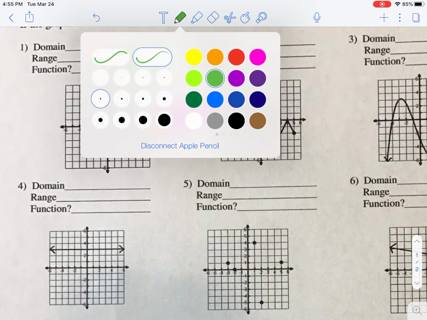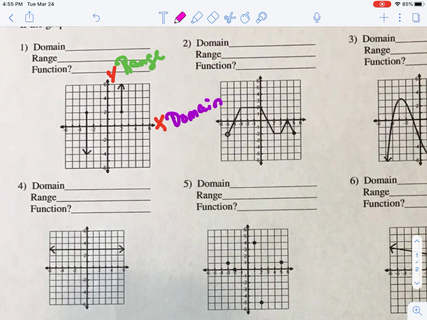So if we're looking at our domain, we're focusing, what color did I use? We're focusing in on our x-axis. Okay, so if we take a look, we have a point here. The x value of that point would be -3. So that would be one of our domain values. And we also have a point here, and that x value is 2. So -3 and +2 would be our domain.